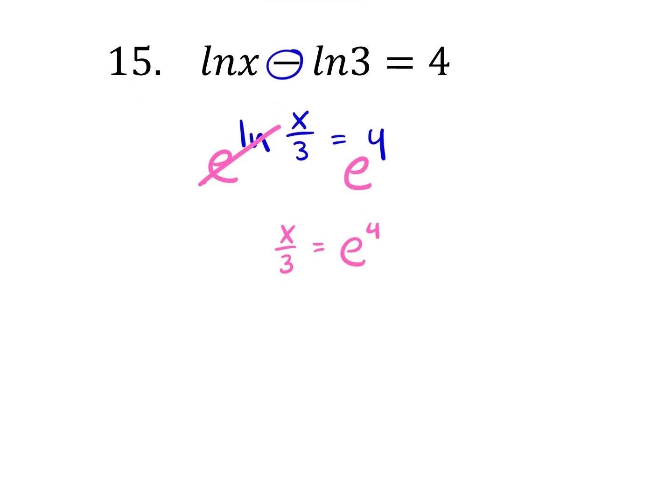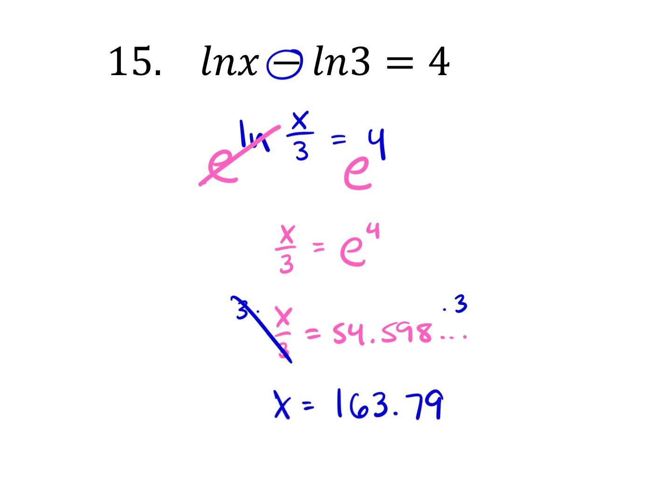From here we can put it in our calculator. E to the power of 4 should give you 54.598. It keeps going, but I'm going to leave it in the calculator. And then the last step is just multiply it by 3. So x equals 163.794.